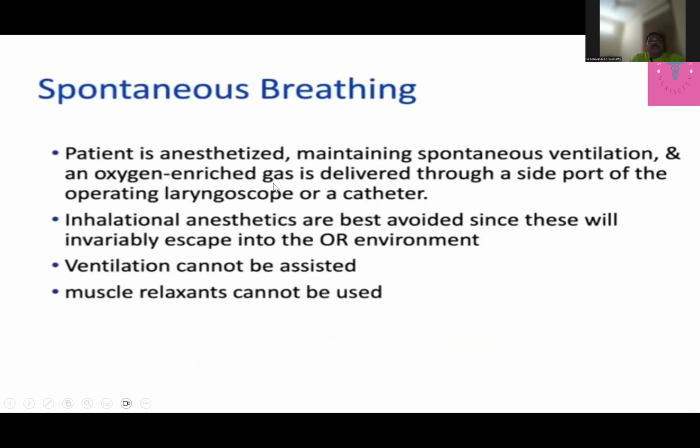Spontaneous breathing: the patient is anesthetized and maintained on spontaneous ventilation, and an oxygen-enriched gas is delivered through a side port of the operating laryngoscope or a catheter. Inhalation anesthetics are best avoided since these will invariably escape into the OR environment. Ventilation cannot be assisted here. The patient should be on spontaneous ventilation, and we cannot use muscle relaxants here. Just like TIVA, keep the patient in spontaneous breathing.